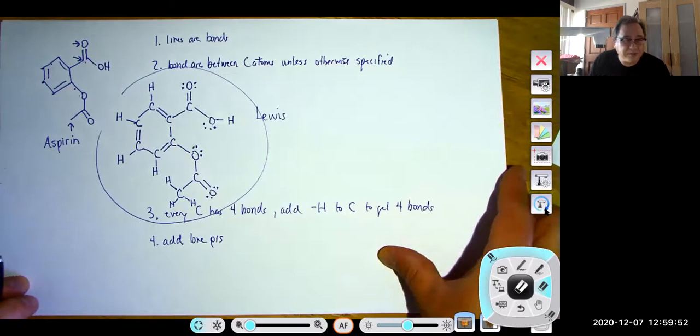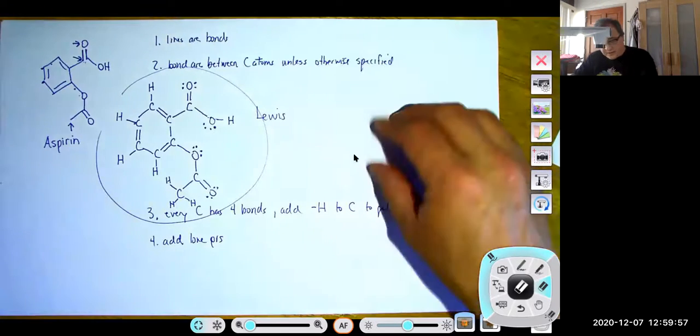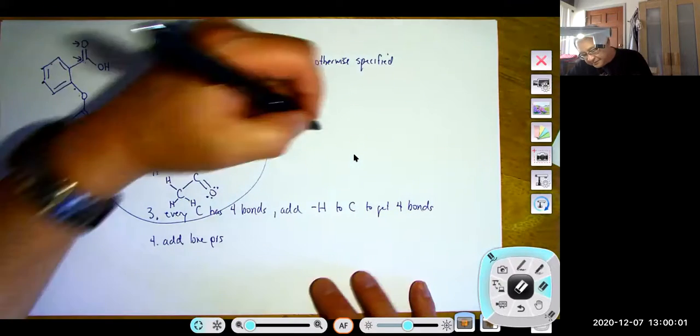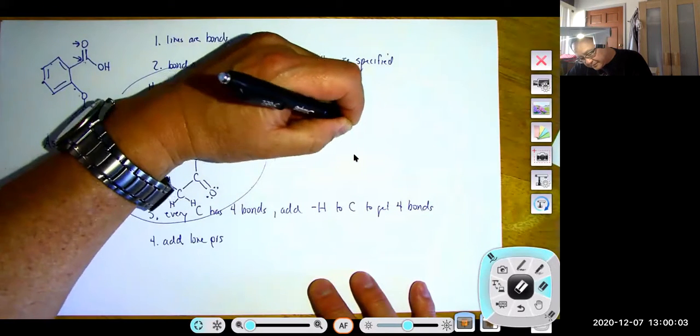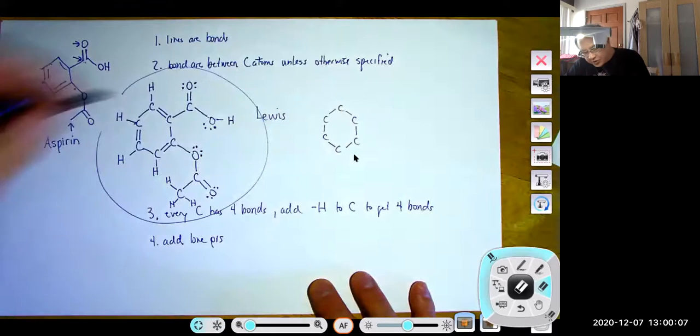Capiche? So what I'm going to do is I'm not going to draw the structural formula. Oh, what the heck? I might as well. So here's the structural formula.